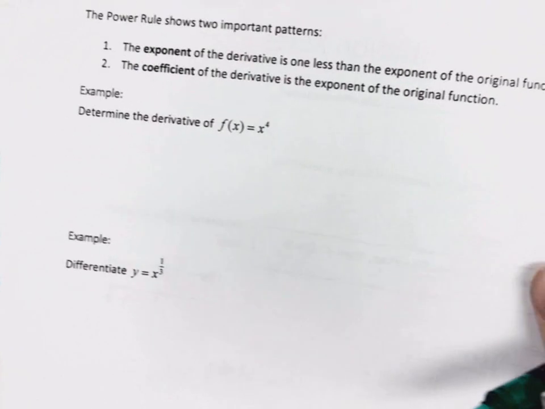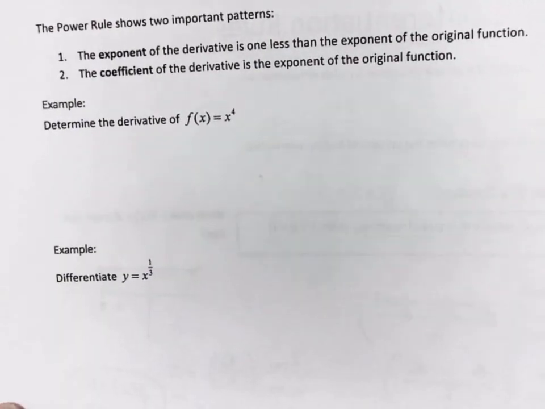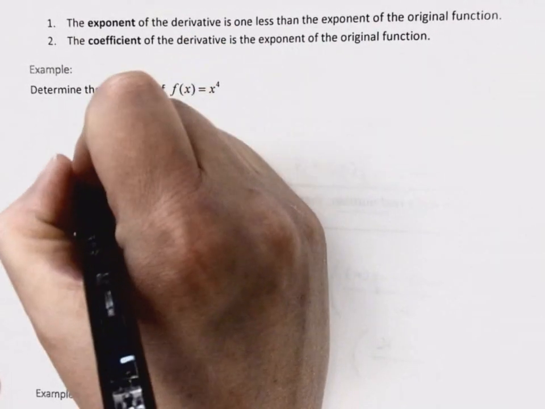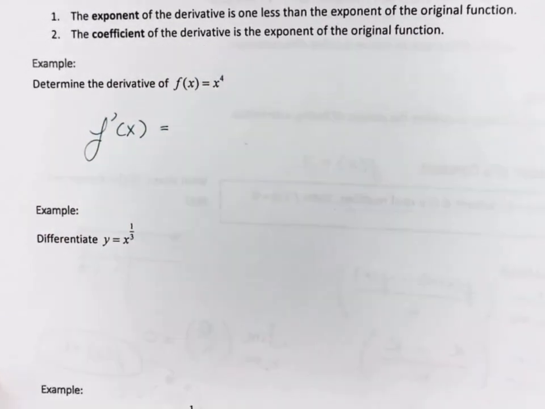Today's lesson is one of the best lessons, because it's nice. We're going to do it quickly. It's an important pattern. Two important patterns: the exponent of the derivative is 1 less than the original function, and the coefficient of the derivative is the exponent of the original function. So using that rule we just had, what would be the derivative of this one?